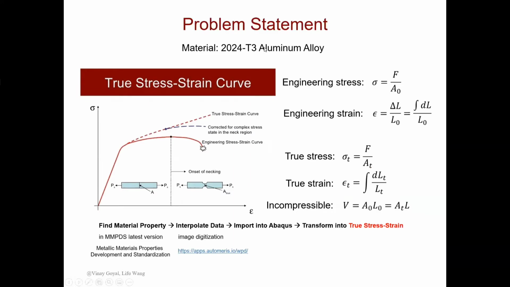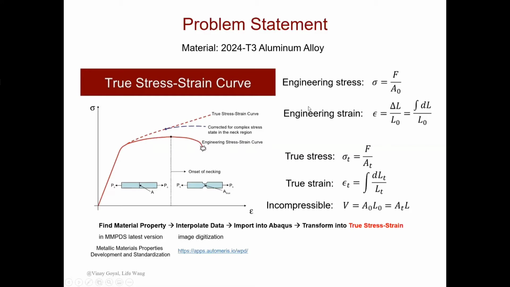One main concern in this problem is whether the stress goes over the yielding stress into the plasticity region, or still remains in the elastic region. So what we are going to use is a real material property of 2024 T3 aluminum alloy. And recall that we will later find the real material property from the tensile test handbook.